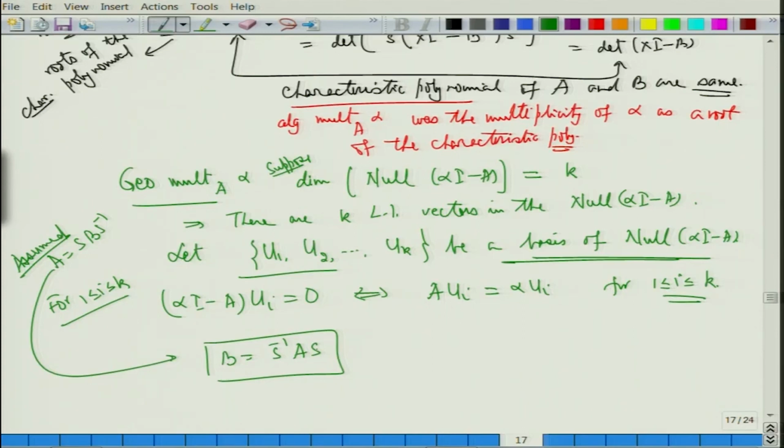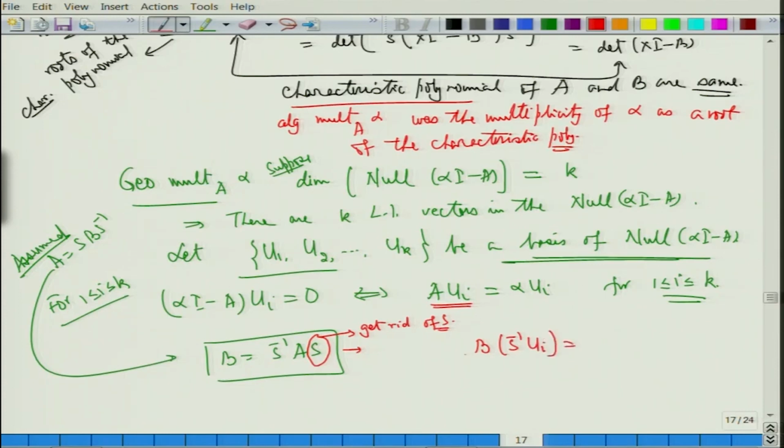Fine. What I know is A of ui. How do I multiply by ui? If I multiply by ui, there will be a problem here. So what I can do is get rid of this S. If I want to get rid of S, I will have to multiply this by S inverse, all right. So let us look at B times S inverse of ui.